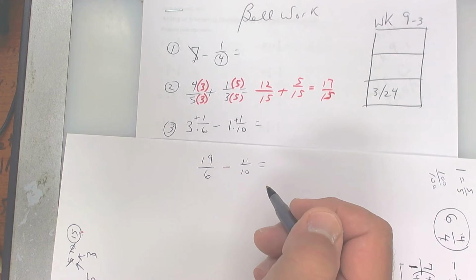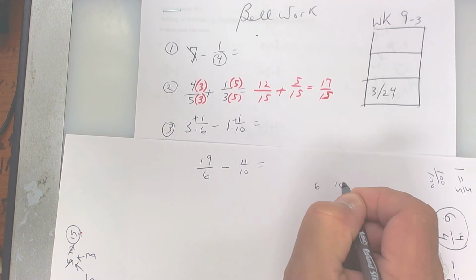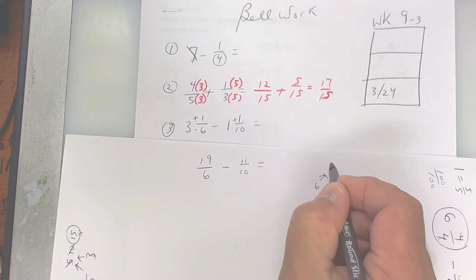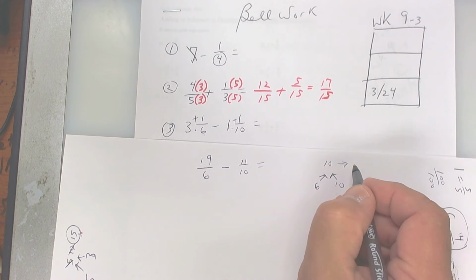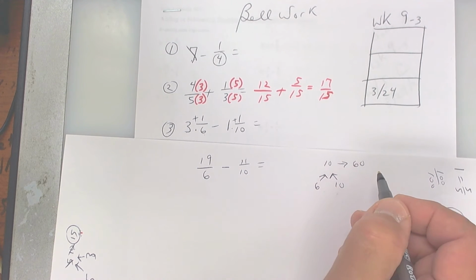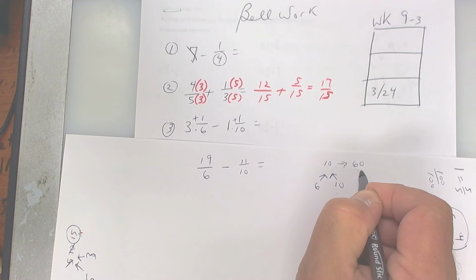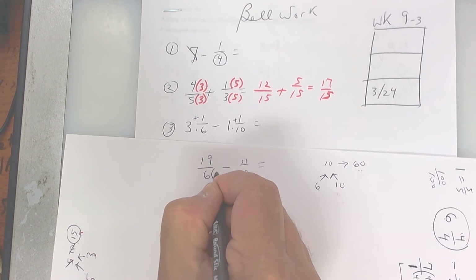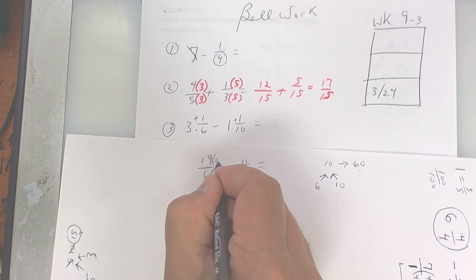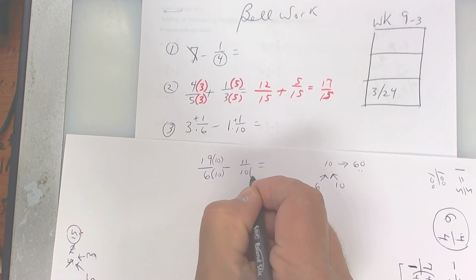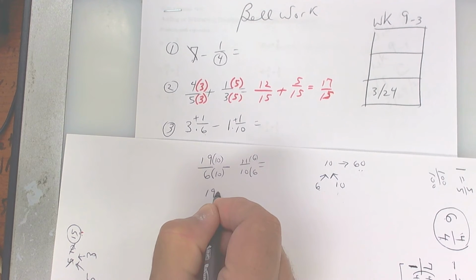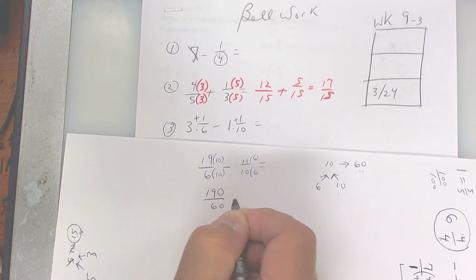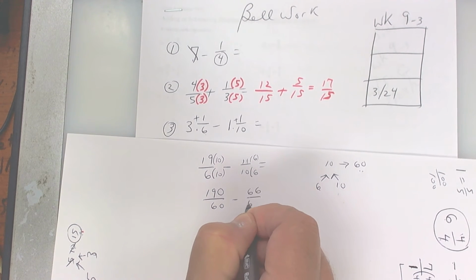Now find your least common denominator. You have 6 and 10. Take the biggest one, which is 10, and keep going until you find what they both go into. I think it's going to be 60. 6 goes into 60 and so does 10. So I'm going to multiply this one by 10 to get 60. And I'm going to multiply this one by 6. So I'm going to have 190 over 60 minus 66 over 60.